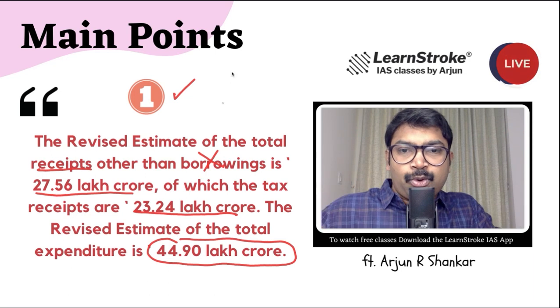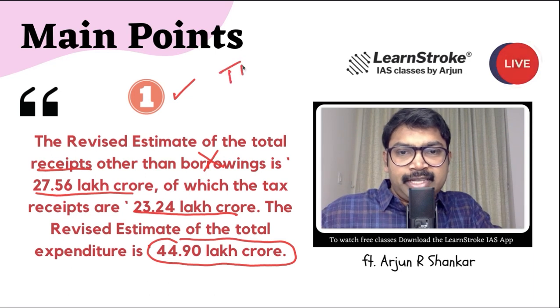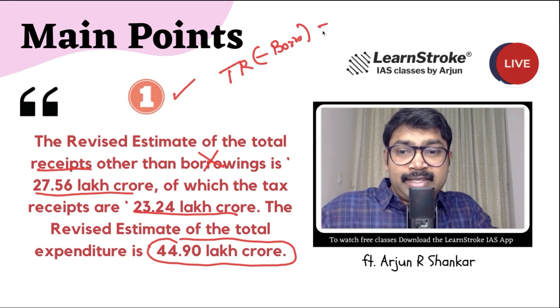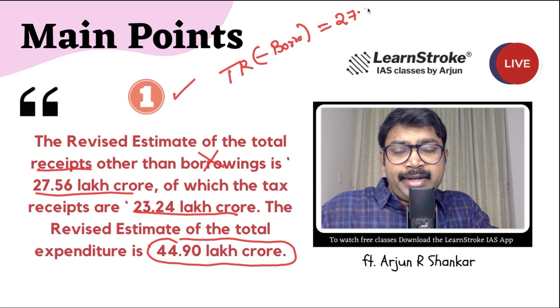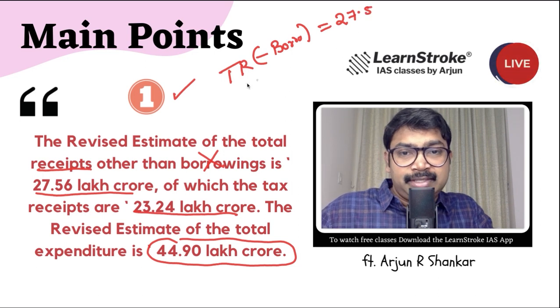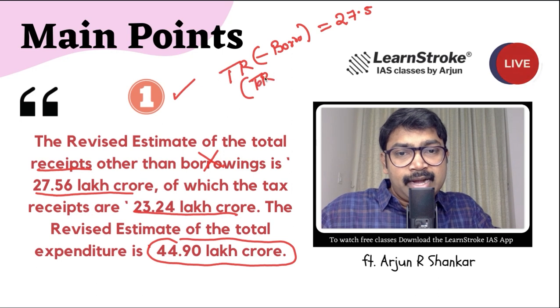So what is the total receipts? You can see that the total receipts, it is minus borrowings. You can see it is minus borrowing. It is not calculating how much money you've got. Minus borrowing is 27 lakh crores. Very, very important. 27.56 lakh crore. And out of this, tax receipts. So definitely total revenue receipts means you can add tax receipts, tax revenue, or plus the non-tax revenue.